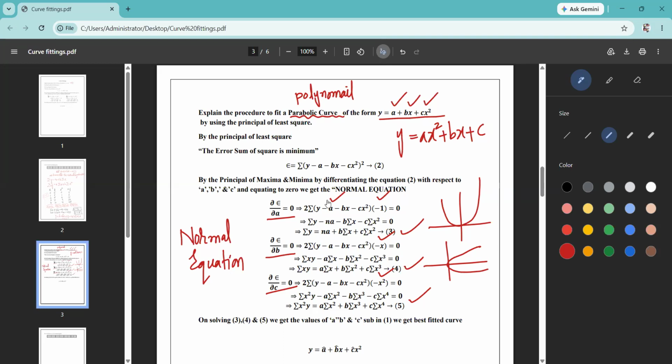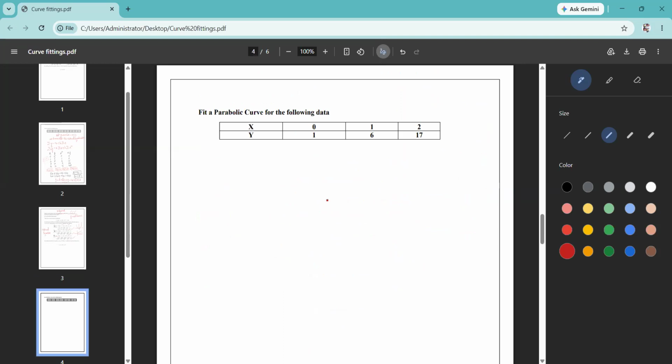Based on that, I want to do one more question here. Let me consider the parabola. Your choice is there: either you can assume a plus bx plus cx square, or the other form. The choice is yours; I am taking this one. y is equal to a plus bx plus cx square. Sometimes in the paper it is mentioned which type of parabola you have to take. If it is not mentioned, the choice is yours. This is equation number 1.